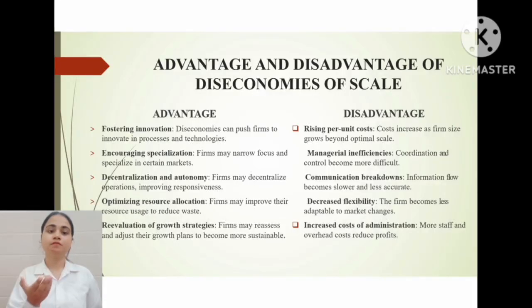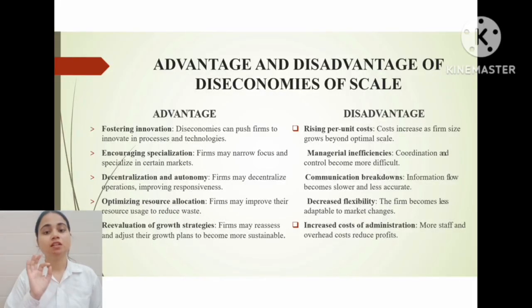We have the advantages of diseconomies, and we also have the disadvantages. Every topic has its positive and negative points. Now we can go through the negative points, the first being rising per unit cost. Diseconomies increase the per unit cost because the firm grows beyond its optimal scale. Second is managerial inefficiency. As we have already noted, when the size gets too large, it is complex and difficult to manage. Coordination and control become more difficult.